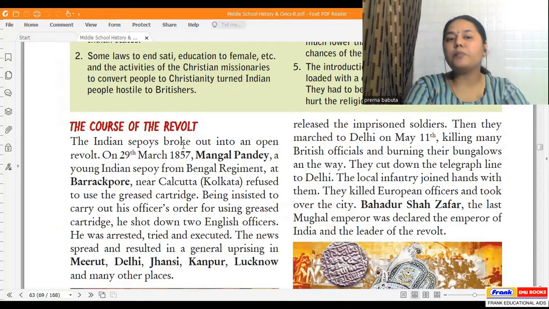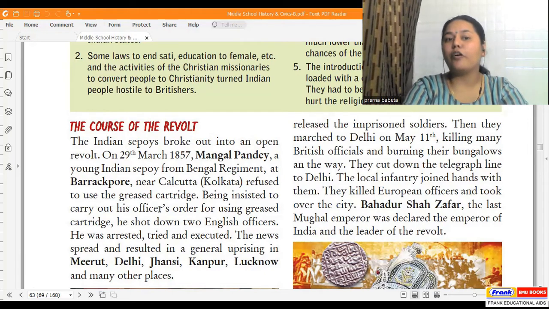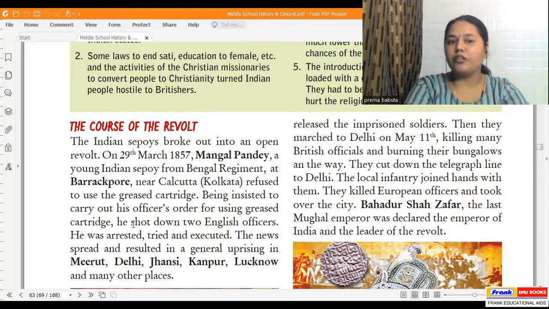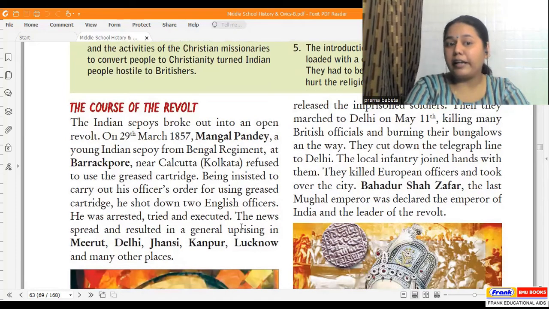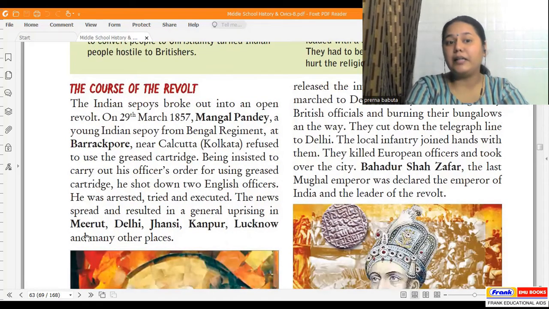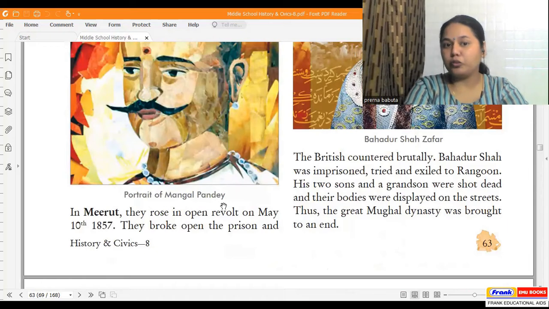So the Indian sepoys broke out into an open revolt. On 29th March 1857, Mangal Pandey, a young Indian sepoy from Bengal regiment at Barrackpore near Calcutta, refused to use the greased cartridge. Being insisted to carry out his officer's order for using greased cartridge, he shot down 2 English officers. So he was arrested, tried and executed. The news spread like fire and it resulted in general uprising in Meerut, Delhi, Jhansi, Kanpur, Lucknow, and many other places. So this is the portrait of Mangal Pandey.